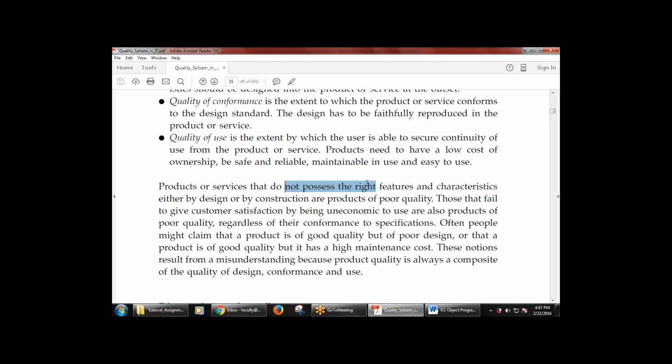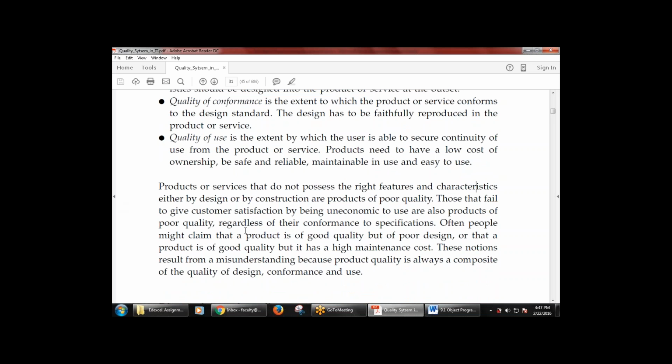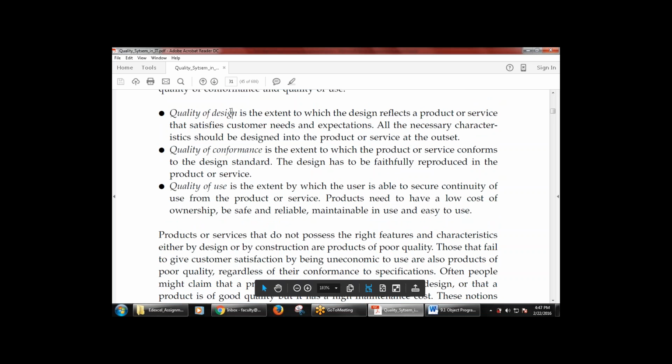Products or services that do not possess the right features and characteristics, that means if these parameters are missed, then we can say that it is of poor quality. That means we have to satisfy the customer. If I'm a manufacturer, we have to satisfy the customer by using various parameters, and these are the three parameters that are given. That is, the design will reflect each and everything.